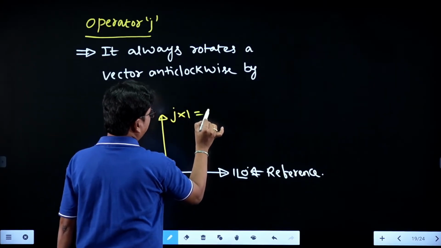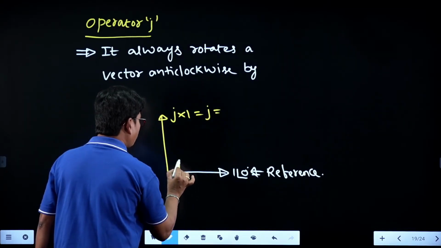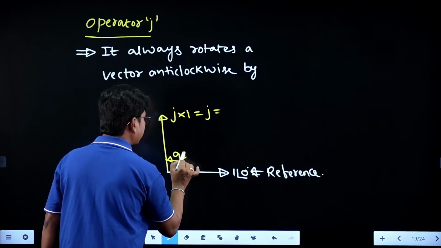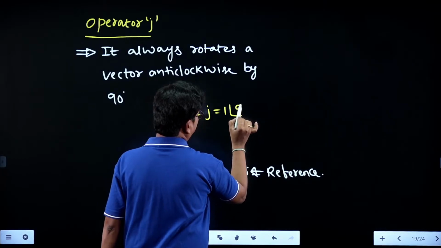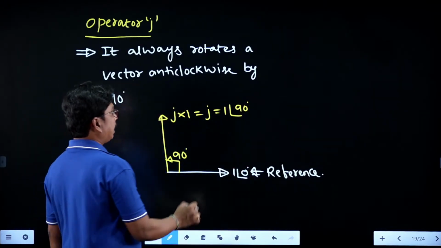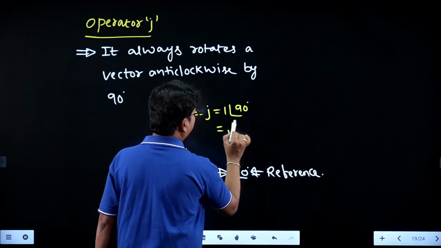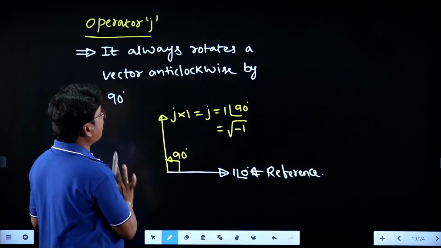Now, what is J into 1? It is J. It has been shifted anti-clockwise by how much angle? 90 degrees. Therefore, it is 1 at an angle of 90, and the mathematical value of this is root of minus 1. That is operator J for you.